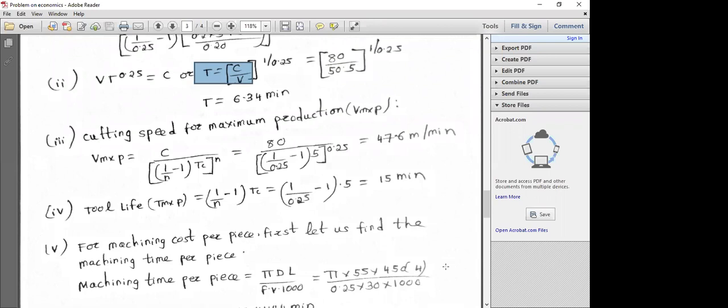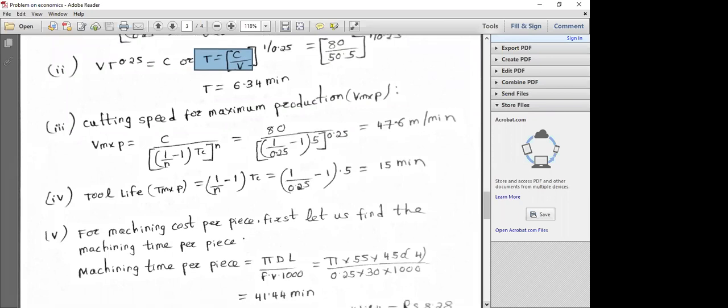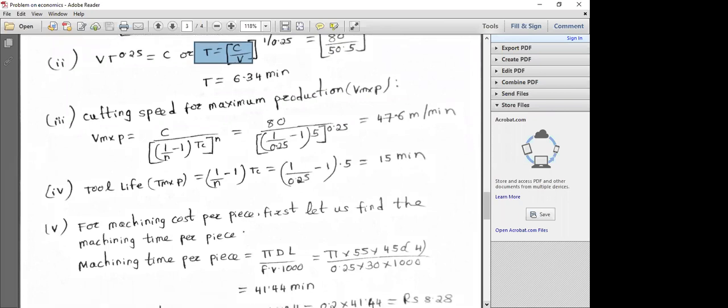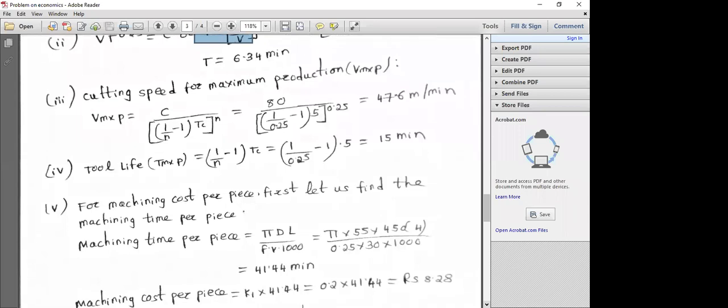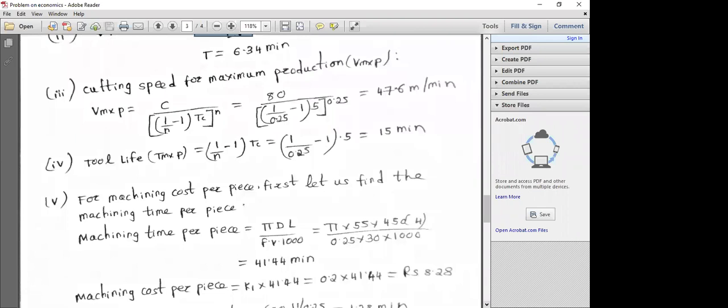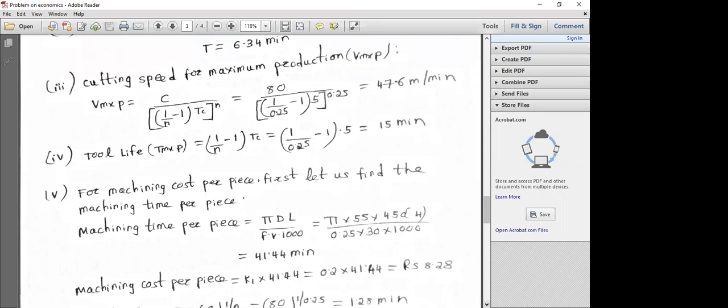So pi D L, you have to substitute the values of D, L, f is 0.25, cutting speed is 30 as given in the beginning. So all that you have to take into consideration. So here the machining time per piece you will be getting 41.44. So what is the machining cost per piece? Machining cost per piece is machining time per piece into K1. K1 is given as simply 20 paise. That is the operating cost. 0.2 in terms of rupees you have to take. So you'll be getting machining cost per piece as 8 rupees 28 paise.